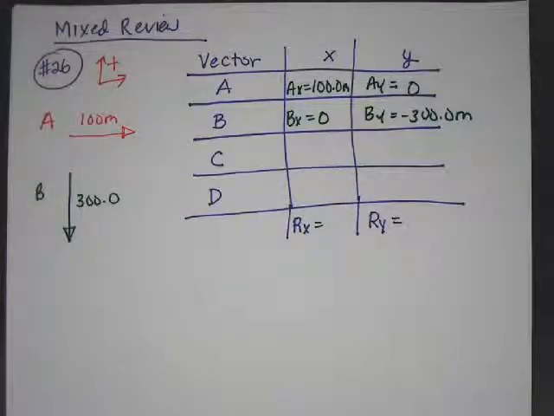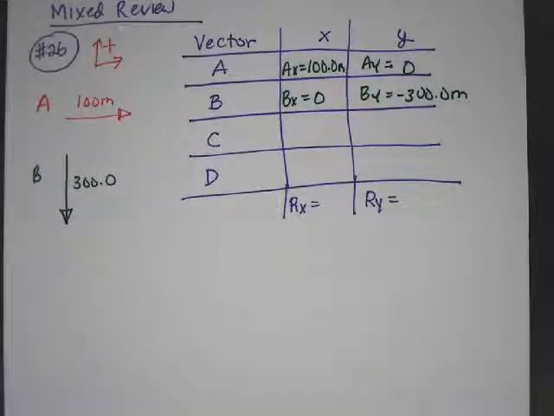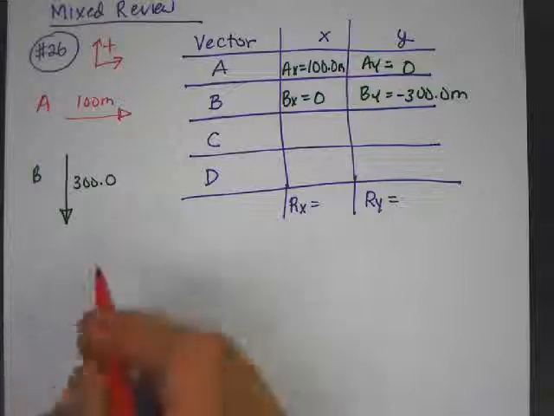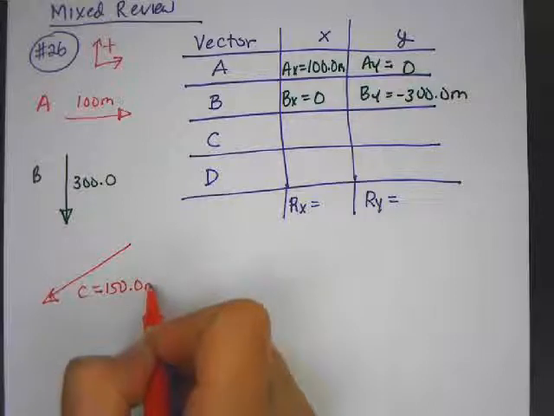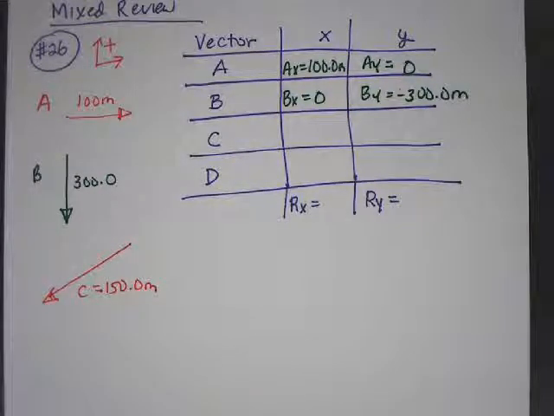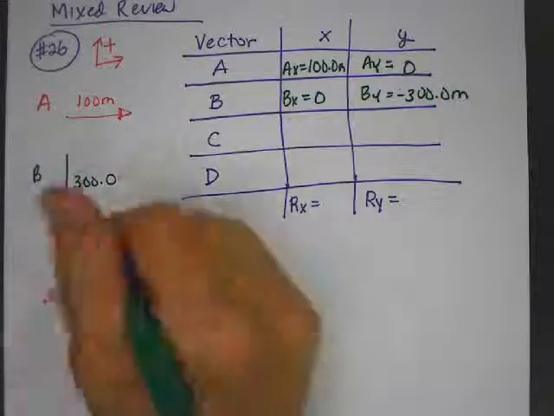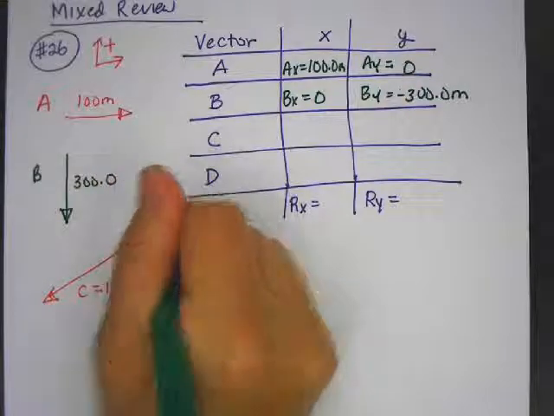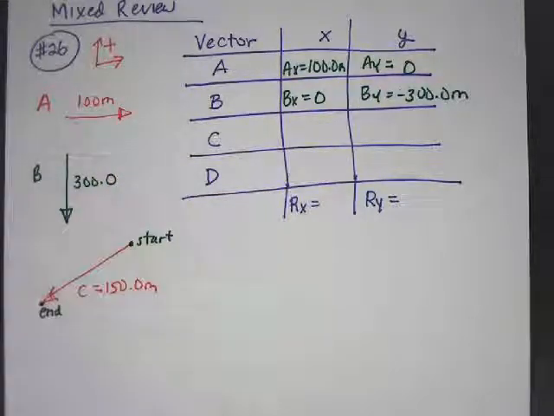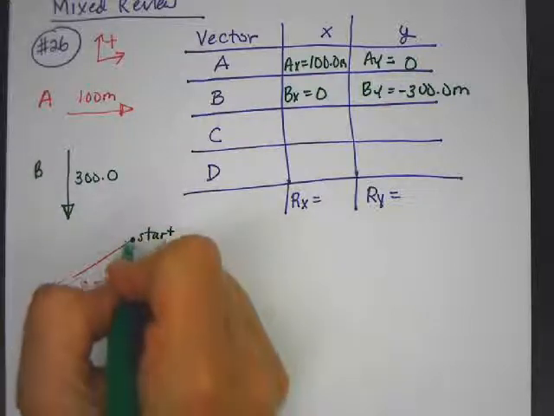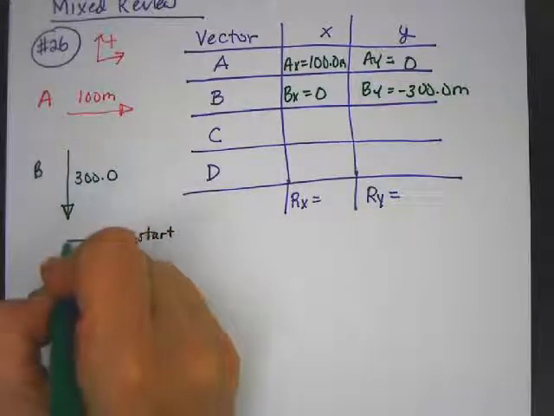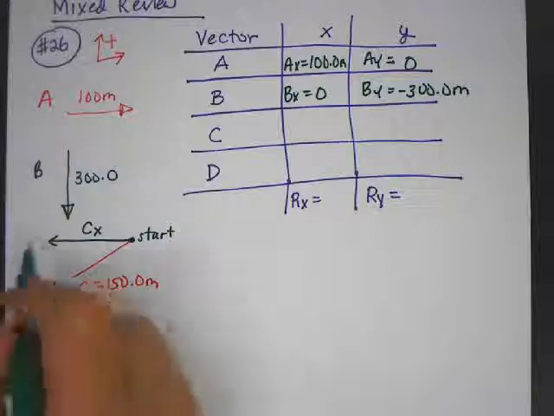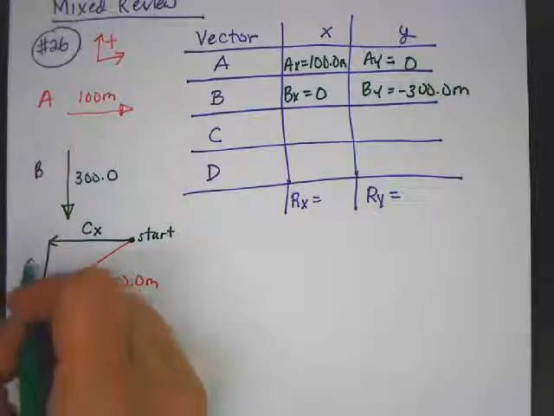Now, C and D are obviously a little bit more complicated. So I'm just drawing to the side. I see that vector C looks like this, and it's 150 meters. But I need to find the horizontal and vertical components. So this is where I start, and this is where I end up. So first I'm going to go this way. I want to go from here to here, but I have to go horizontal and vertical, and the components are perpendicular. So this is going to be CX, and from the head of this vector I do the tail of the other, and this is CY.